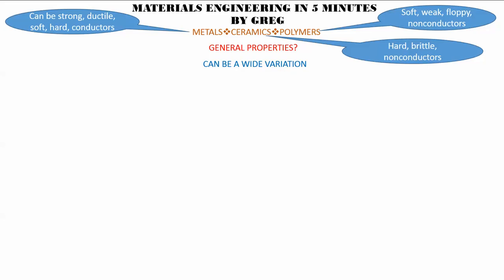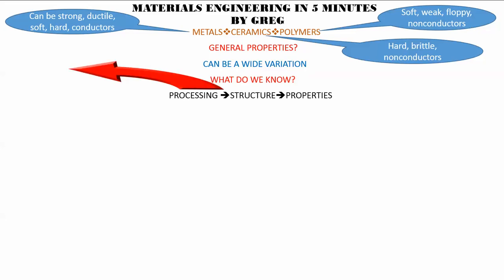It's important to appreciate there's a wide variation within each of these groups. So we have weaker, softer metals, we have harder, stronger metals, and so on. But I guess the important thing is, what do we know about material science and engineering? Well, there's a basic rule, and that basic rule is one that says processing controls the structure, which controls the properties.